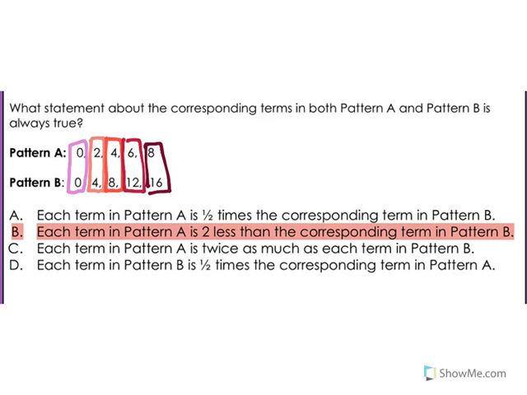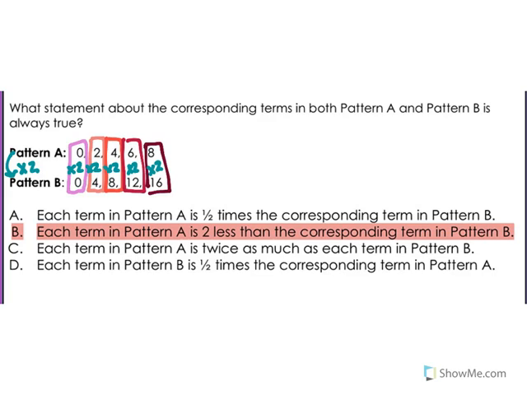The next thing I should think about is, well, what is the rule that is happening every time? I can see when I look at my corresponding terms, each time we are increasing, and we're increasing at a rate of times 2. 0 times 2 is 0. 2 times 2 is 4. 4 times 2 is 8. 6 times 2 is 12. And 8 times 2 is 16. So the rule between pattern A to pattern B is times 2.